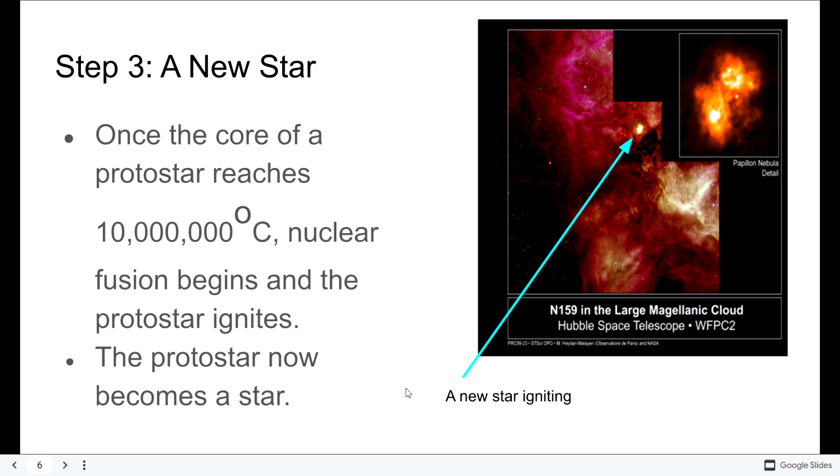Step 3 is to become a new star. So once we reach 10 million degrees Celsius, nuclear fusion is going to begin, and those hydrogens are going to join together to make heliums. This is when it is officially named a star.